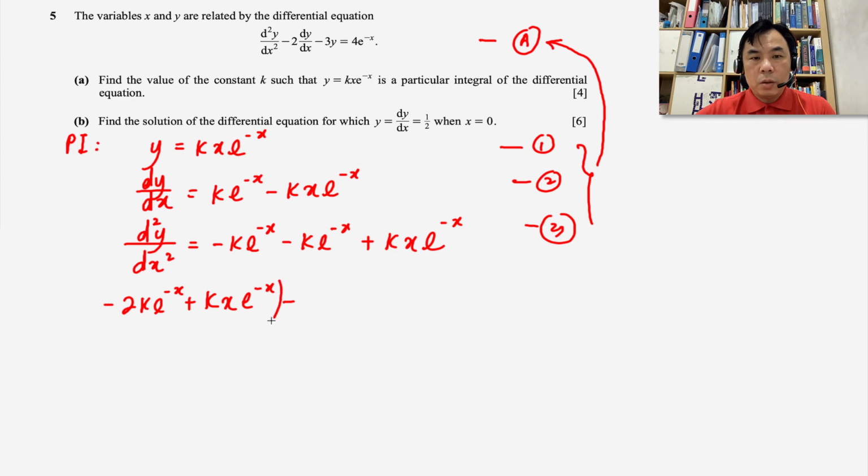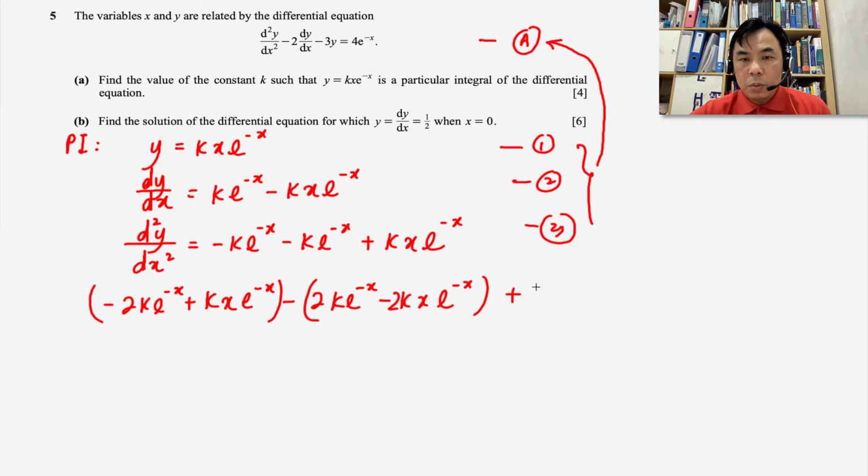And then subtract off 2 times the dy dx. So that will be k exponential negative x, and then minus of kx 2 times also. So 2 times kx exponential negative x. Okay, now that is 2 times of that. And then finally, oops, it's not plus, it's subtract 3y. And then the y is kx exponential negative x, must be equal to 4 exponential negative x.